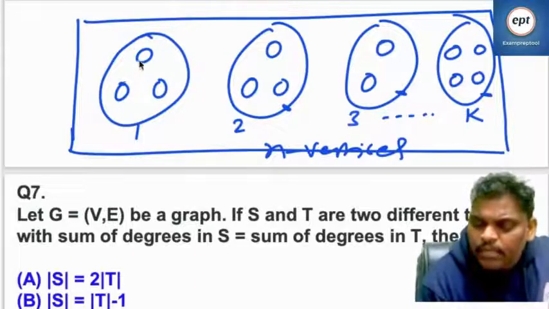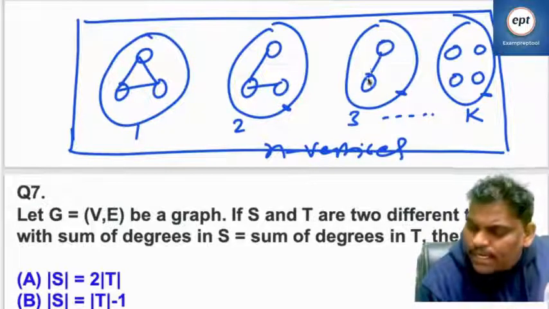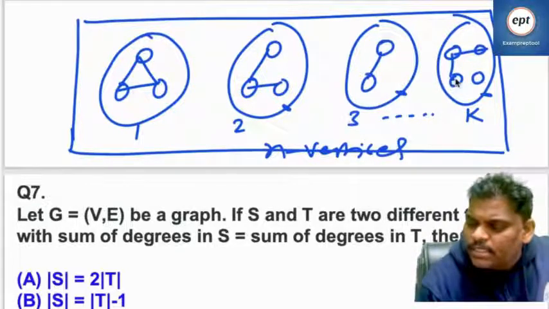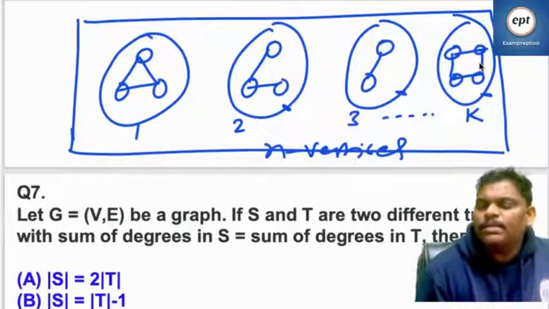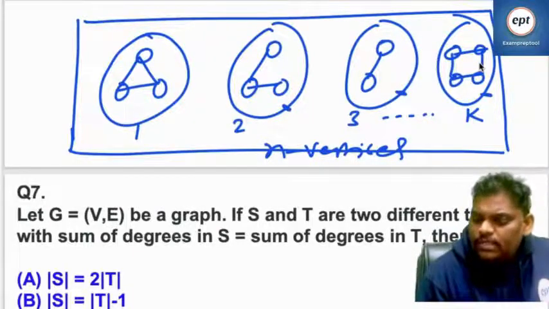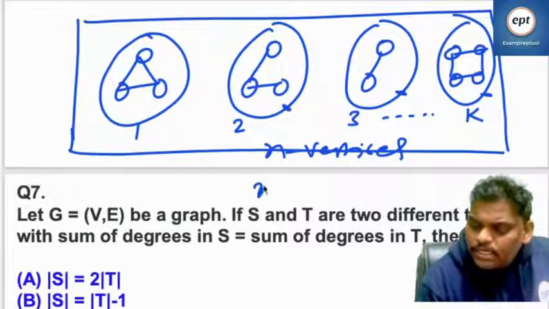It is connected. It may have a cycle, or may not have a cycle. So listen everyone now. Total is n vertices.